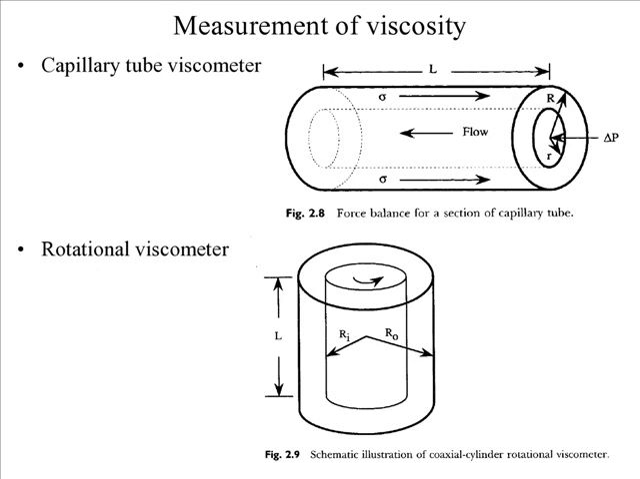When we talk about the measurement of viscosity, there are two different types of viscometers that we can use. There's the capillary tube viscometer and the rotational viscometer. In the top diagram, a capillary tube viscometer, the force balance for a section of capillary tube is shown, and that's how it uses those forces to determine what the viscosity is. In a rotational viscometer, you can see a schematic illustration of a coaxial cylinder rotational viscometer, where the cylinder is spinning, and then you measure the viscosity from that exercise.